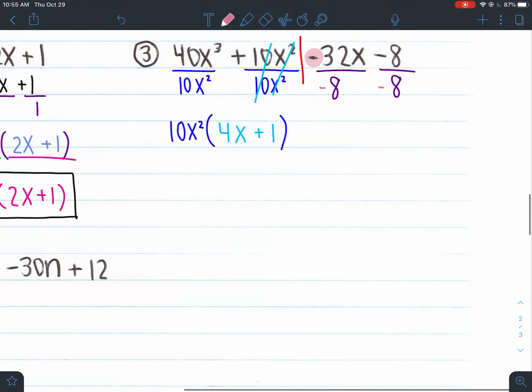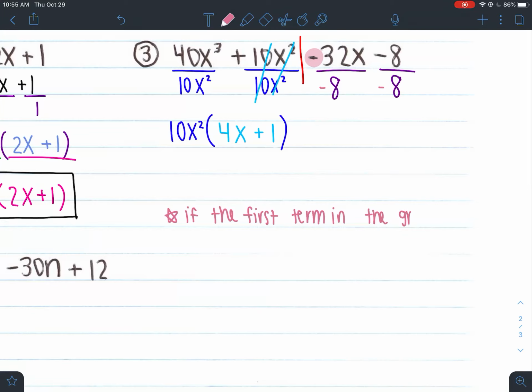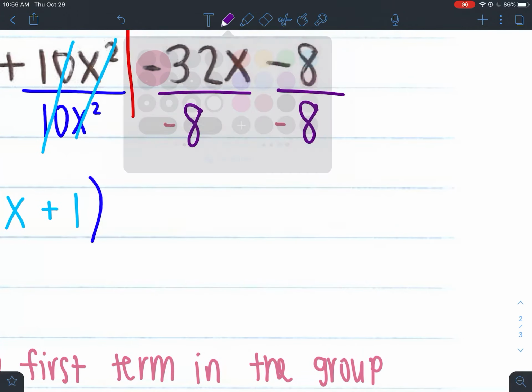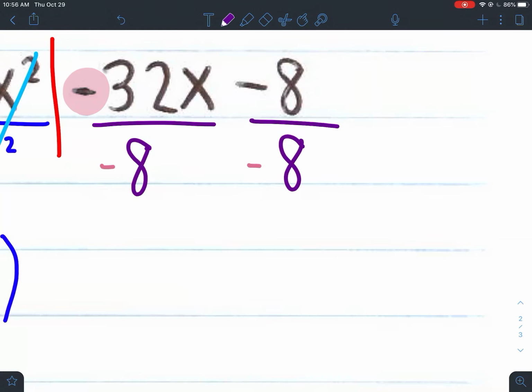Now we learned this when we factored by GCF the day previously, right? So if the first term in the group is negative, you must factor out a negative. Okay, so because the first term in this group is negative, the 8 being negative doesn't really matter, but because the first term in the group is negative, you have to.